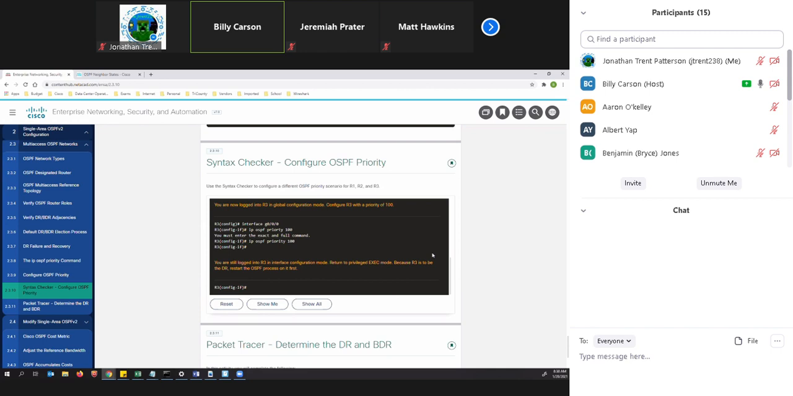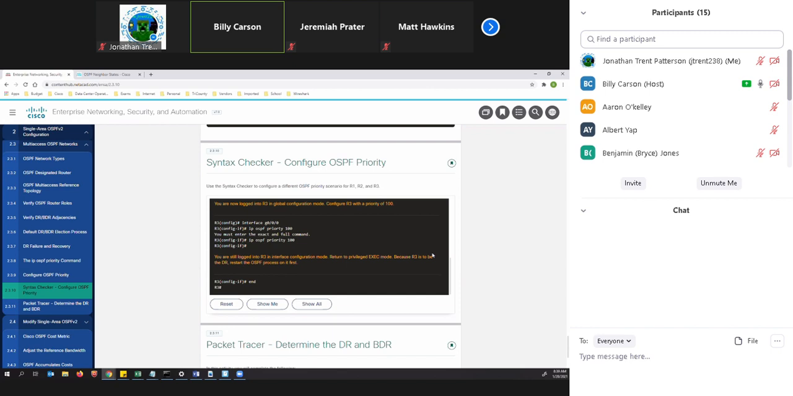Okay, what is this saying here now to us? You are still logged into R3. Return to privileged exec mode because R3 is to be DR, and restart it. So how do I return back to privileged exec mode? End. Yep, I go end. What would an exit do? Take you to global config. Yeah, it would just take me back one step.